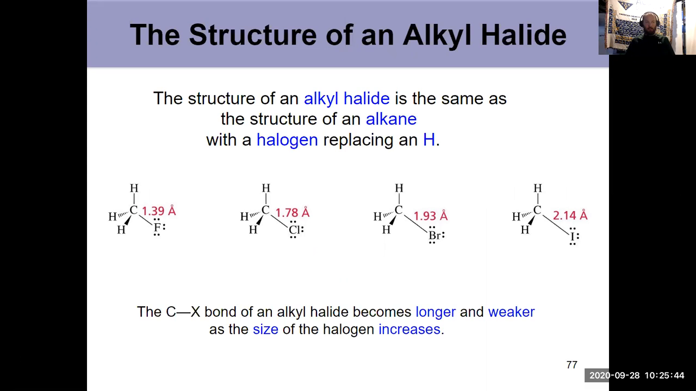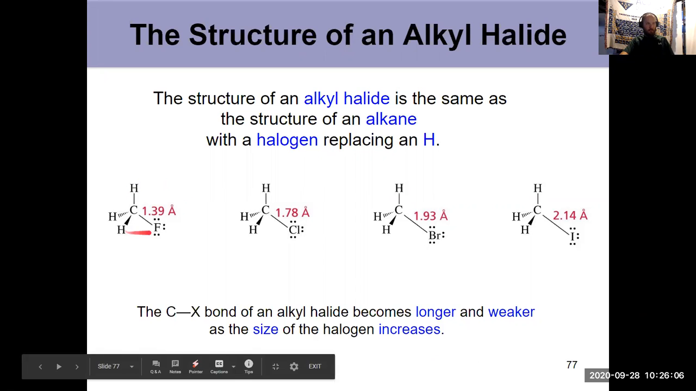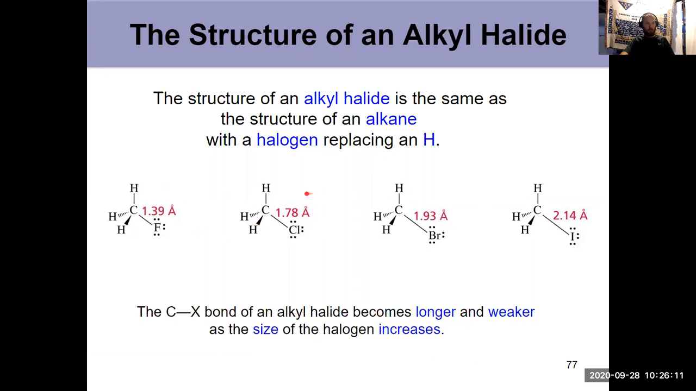What is an alkyl halide? We take an alkane, pluck off a hydrogen, and replace it with a halogen, something from group 17. And as the new bit of information here, as we take that halogen and make it larger, so going down group 17 from fluorine all the way down to iodine, notice that the bonds become longer. These are bond lengths expressed in angstroms, which is 10 to the minus 10 meters. So that's getting longer, and a longer bond is a weaker bond.